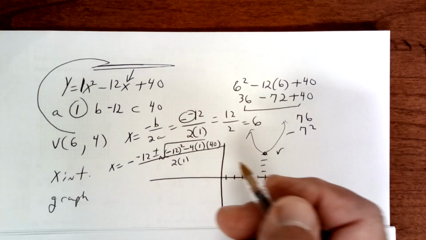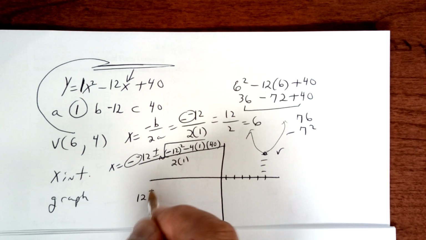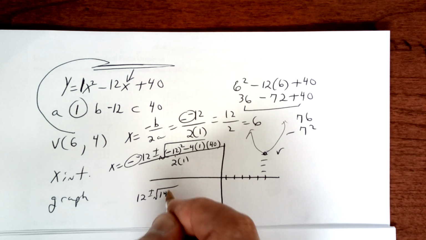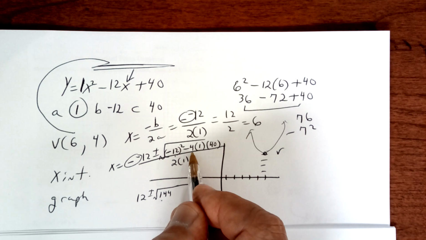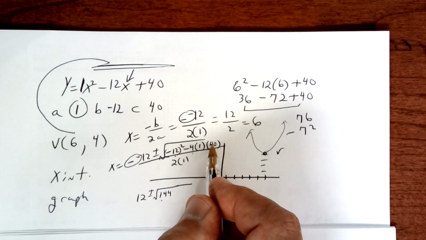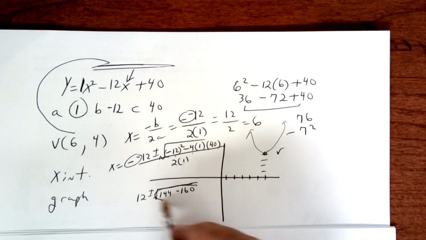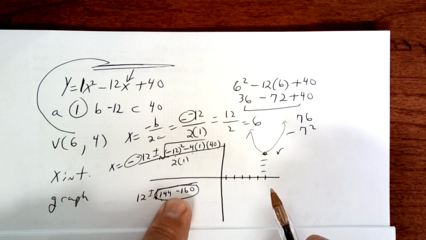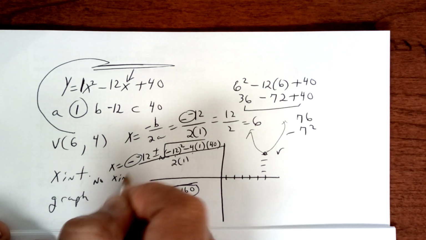Okay? So this is going to be positive 12 plus or minus the square root. This is going to be 144. You have 2 negatives, so that's a plus. This is 1 negative. 4 times 4 is 16, so that's 160. You can't take the square root of a negative number here because you're going to end up with a negative. So there's no x-intercepts. So your graph looks like this.